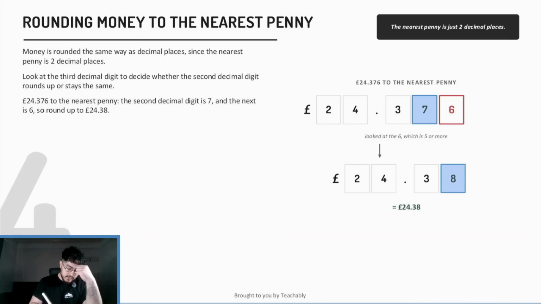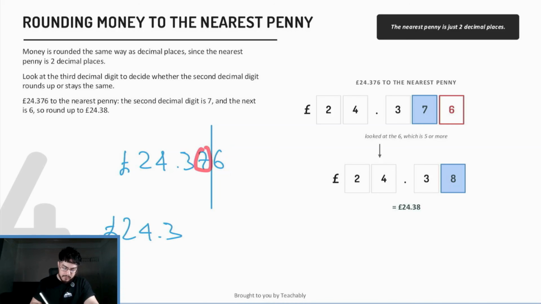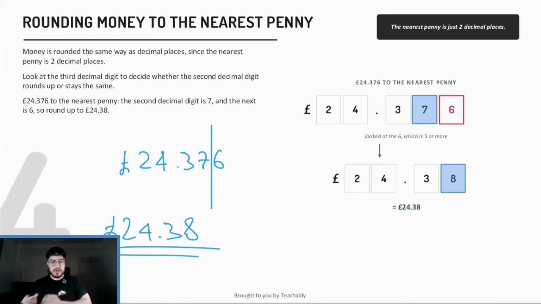In this case right here, if we work out some money to be £24.376, then that doesn't make sense. The way we're going to round it is we know that we're always going to have two decimal places. So automatically, without the question even asking, we draw a line in the sand right there and say this is going to be £24.37. And if this is 5 or more, we increase this number by 1, and if this is less than 5, we don't do anything. This is greater than 5, so we increase this by 1, so it becomes 38 pence. So this would be £24.38.